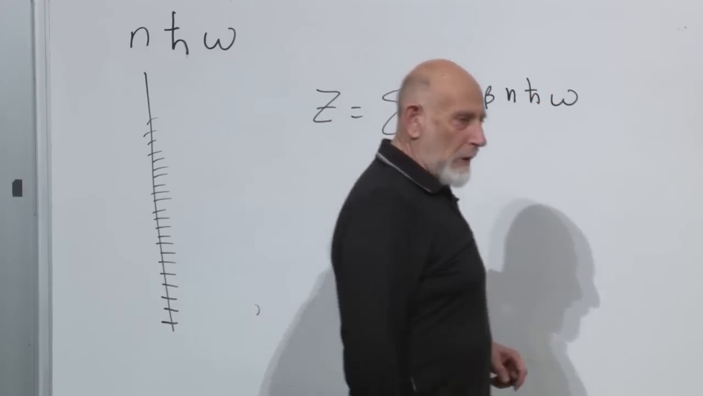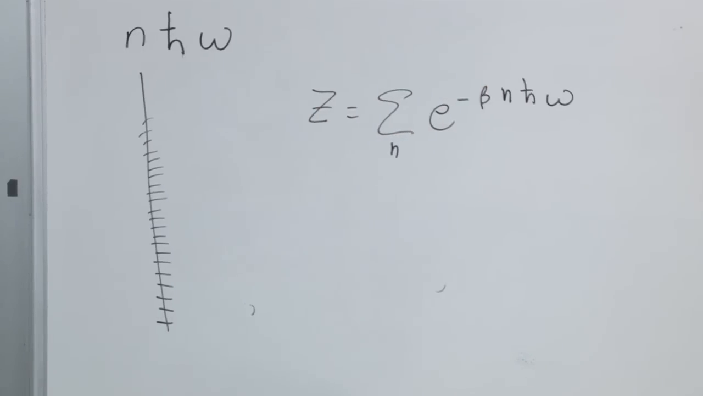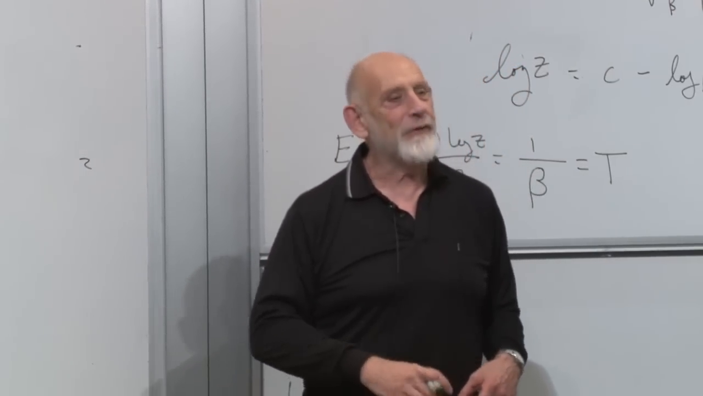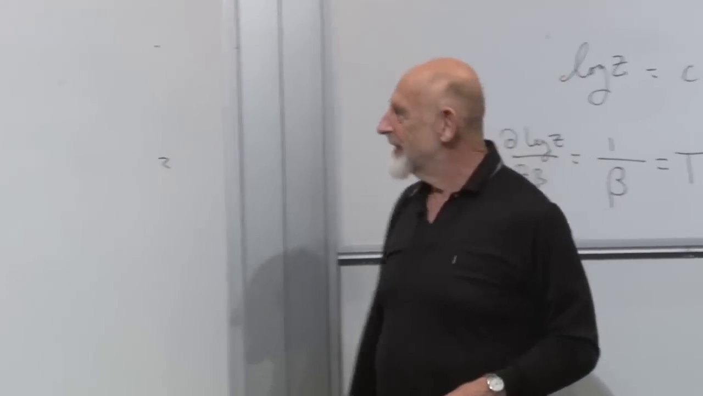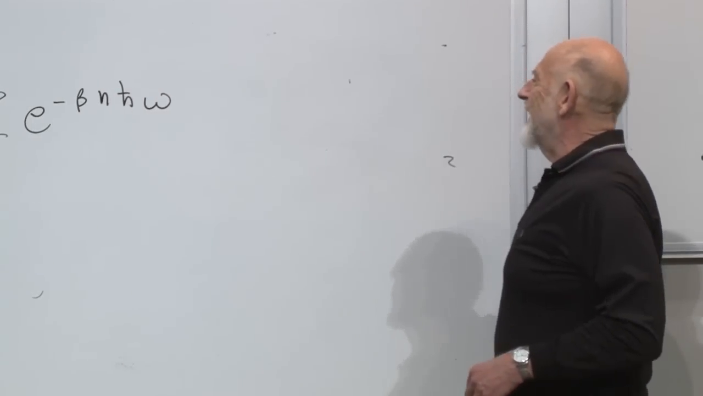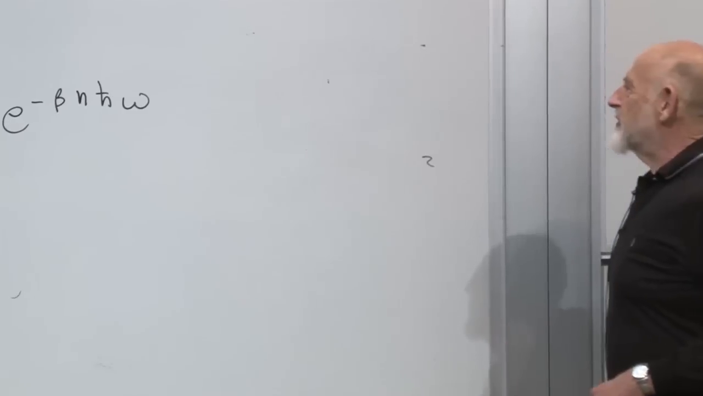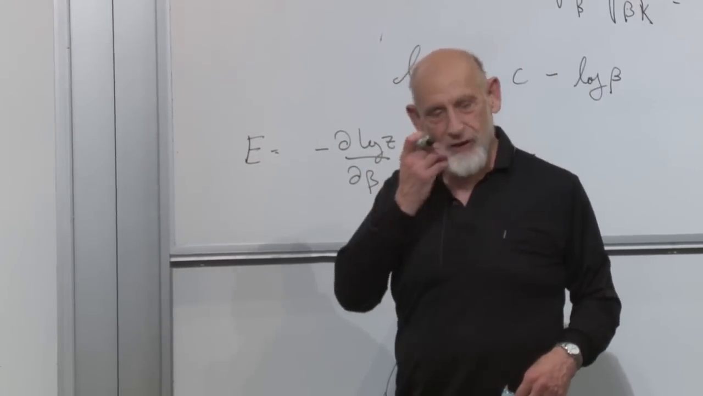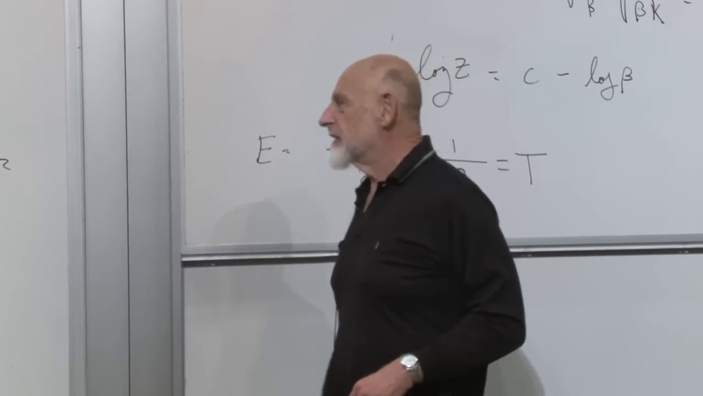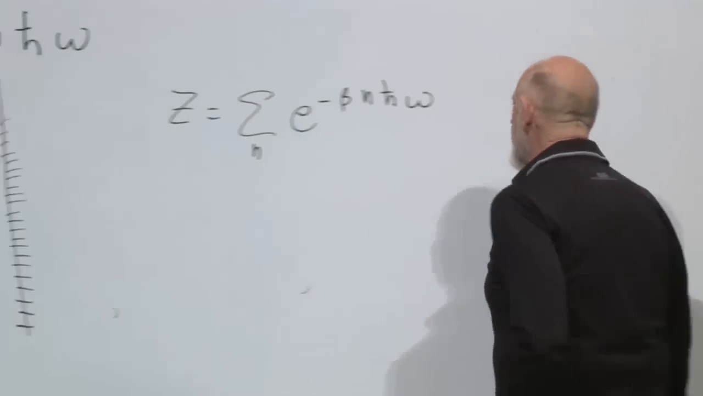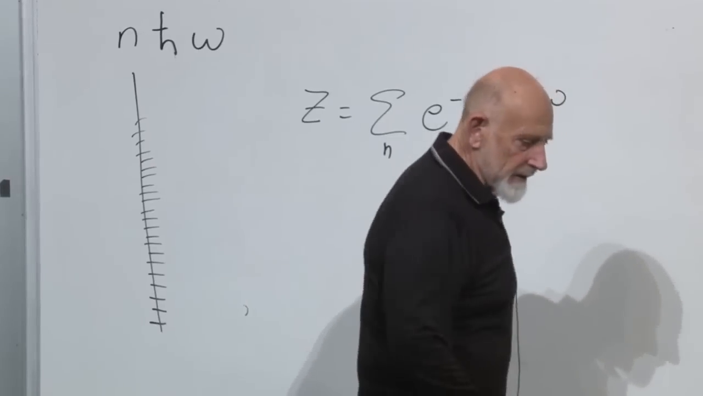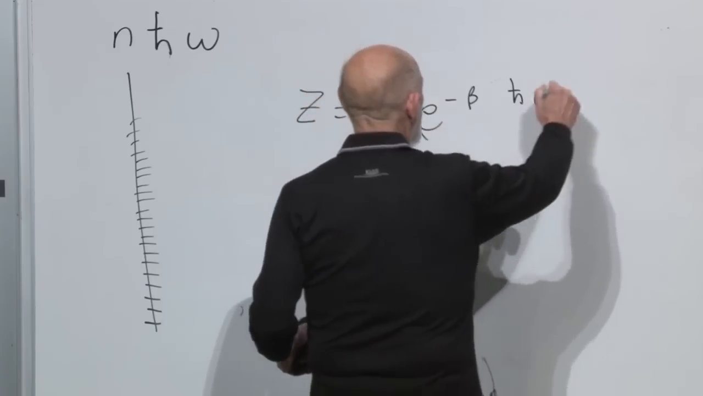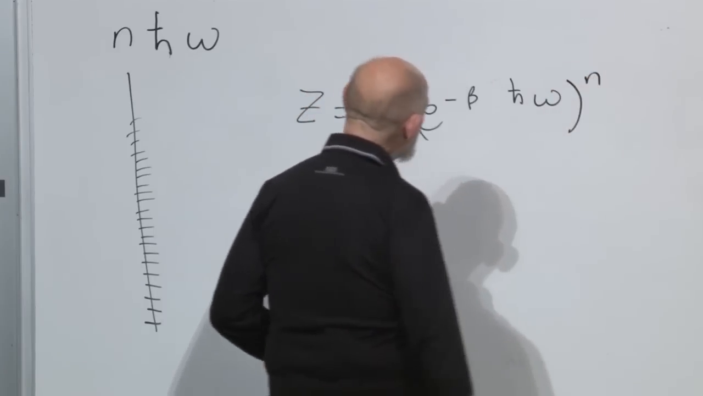I'm keeping h bar, but throwing away the Boltzmann constant. I refuse to keep track of both of them. Just too much. Okay, so this is the formula for the partition function. Looks like a complicated mess of exponentials. How do you sum that up? Oh boy, it looks hard. Not hard, it's very easy. e to the minus beta n h bar omega is e to the minus beta h bar omega to the nth power. So this is a series.